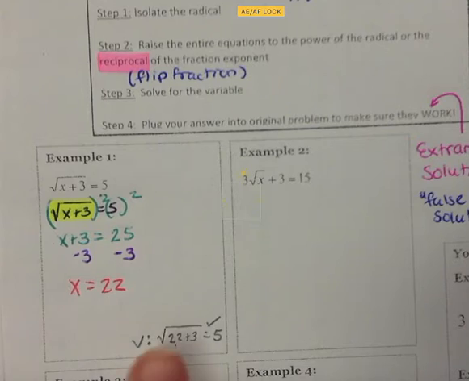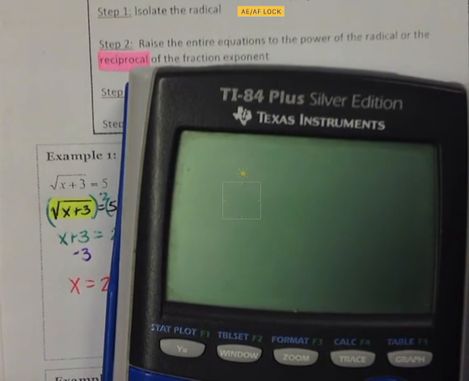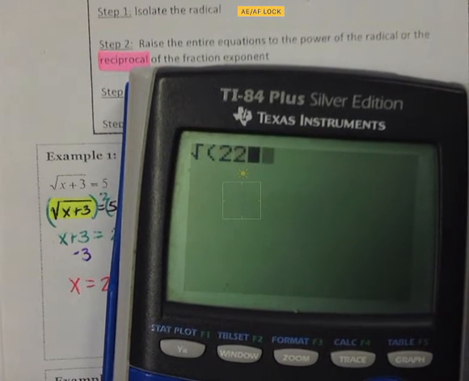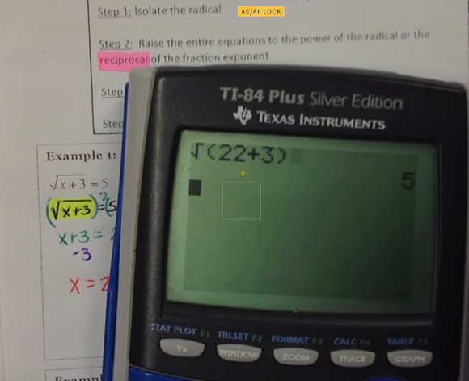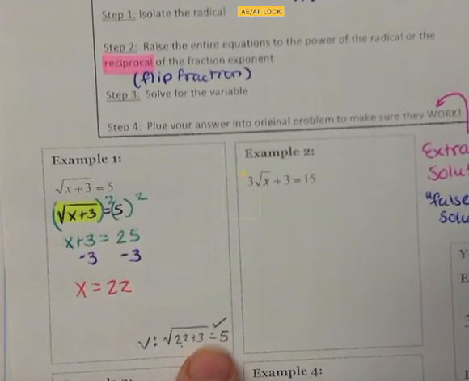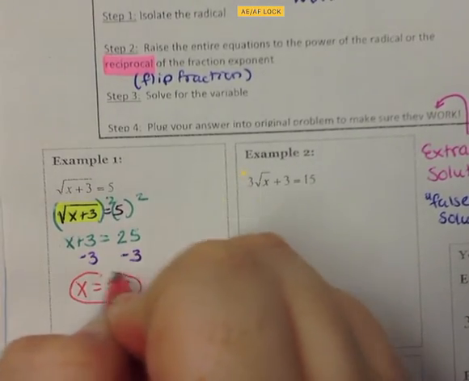I have to actually show my check, and you can do it in your calculator. The square root of 22 plus 3, close parentheses, is 5. And it does equal 5, so that means that it is correct. So I can say, yes, this is our correct answer.